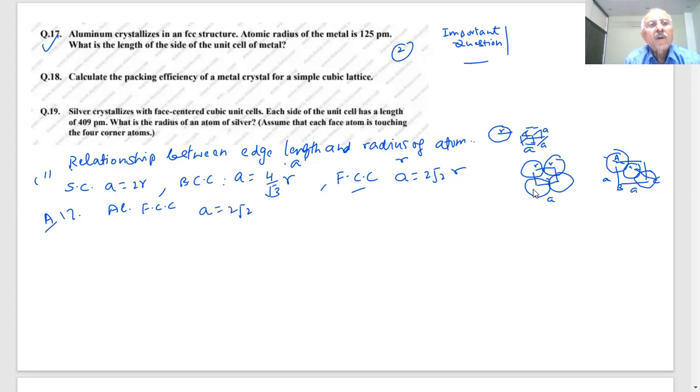What are you given? We are given r, and r is 125 picometers. Then 2 root 2 into 125. How much is that? 250 into root 2, whose value you already know, 1.414. Okay, so approximately we can give the answer.